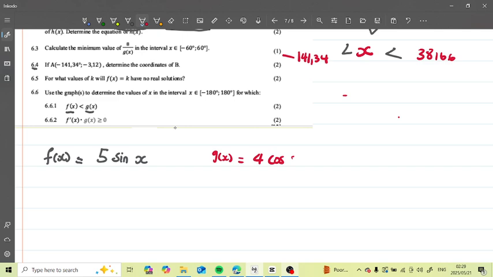Now, the inverse of your sine graph will be cos. Remember these two are co-functions, your sine and your cos. So the inverse of this will be cos, so it will be 5 cos of x. And they said this must be multiplied by your g of x. Now your g of x is 4 cos x. Now I want you to note something here. So you're going to get 20 cos squared x.